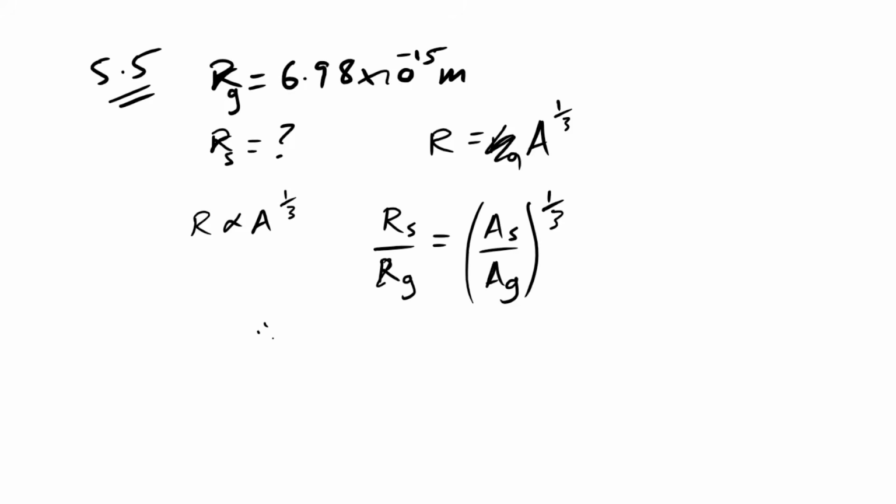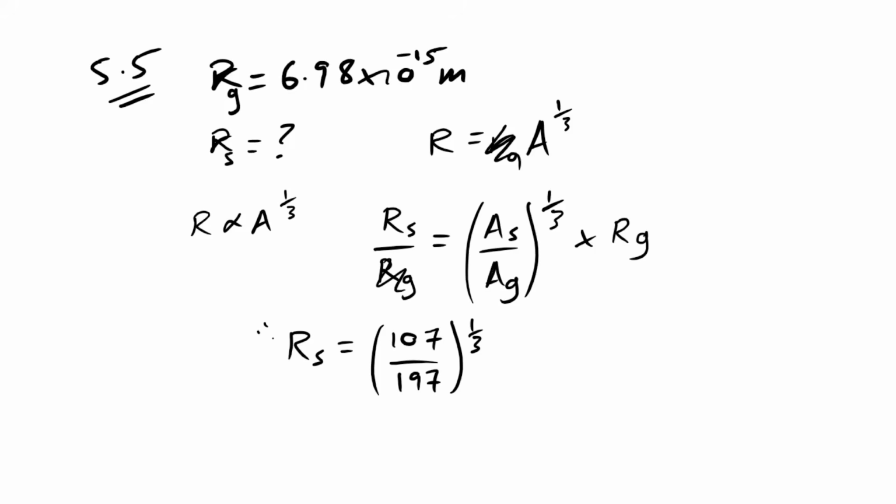Therefore, all we do is times that by Rg then. Maybe you got a bit of an issue by calling it Ag. Oh well. It's the number of nucleons for gold. So the radius of the silver is going to be the number of nucleons in the silver. That's 107. That's the mass number divided by the number of nucleons in the gold. That is 197. That's the third. And then we times that by the radius of the gold atom.